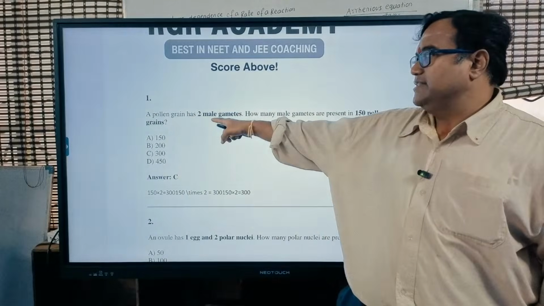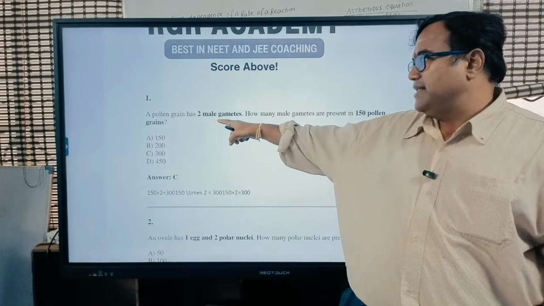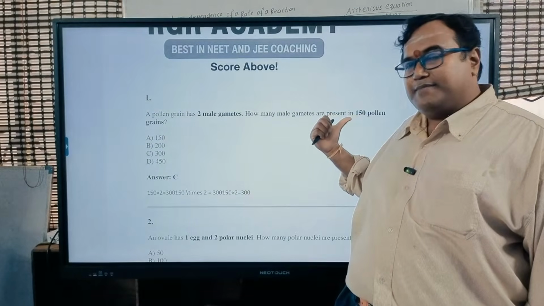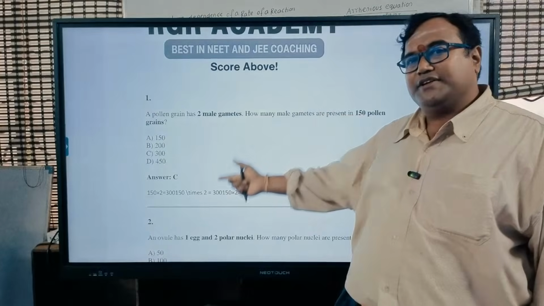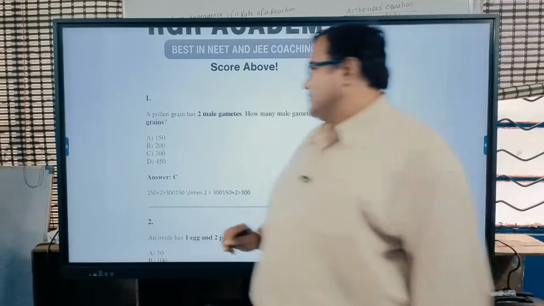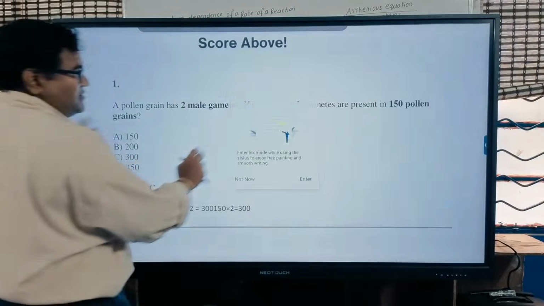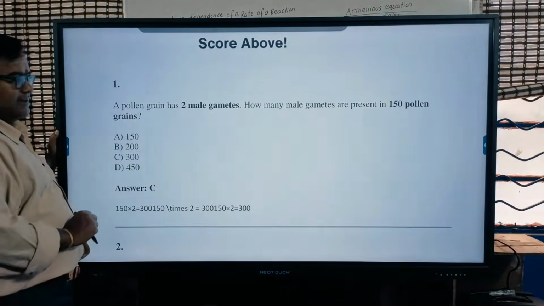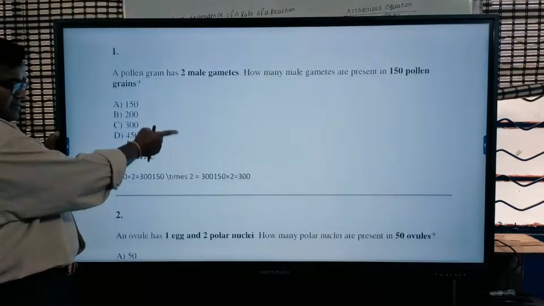So that is the reason why the pollen grain contains how many male gametes? If we are having 150 pollen grains, how many male gametes in 150 pollen grains? 150 into 2, 300. Are you clear? Any doubt? Anyone having doubt in this place? Can I go to the next question?